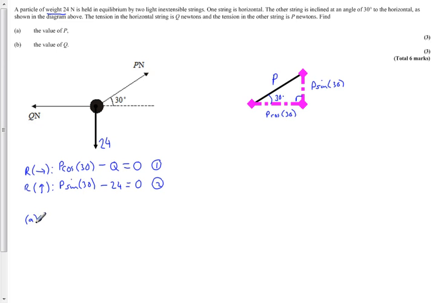Part A of the question asks us to find the value of P. So that's easy. I'm going to choose equation 2. Just rearrange, and we know that P is equal to 24 divided by sine 30. I'm sorry about my handwriting today. So we just do that, and we get the answer that P is equal to 48 newtons. That's our third mark.